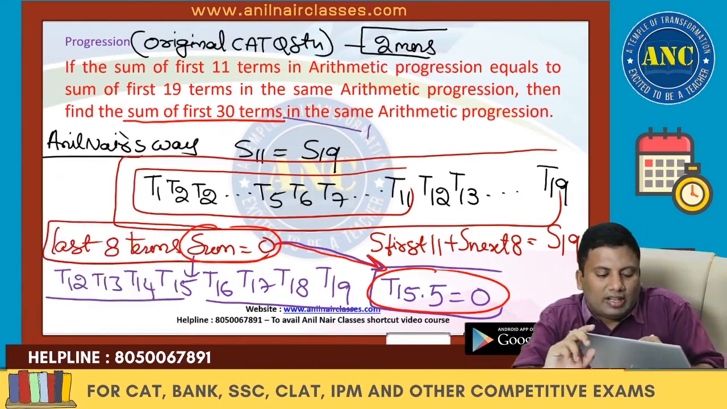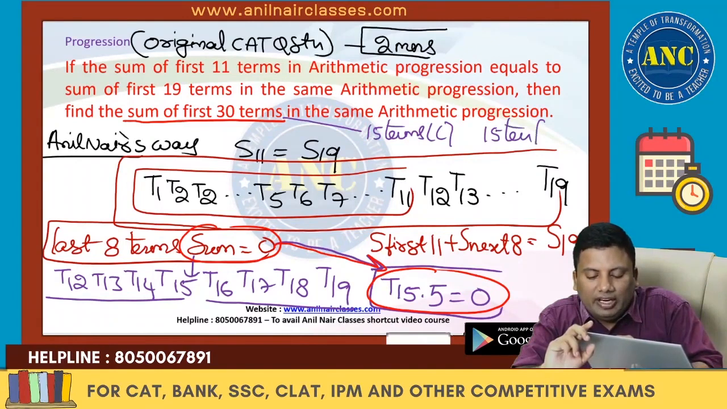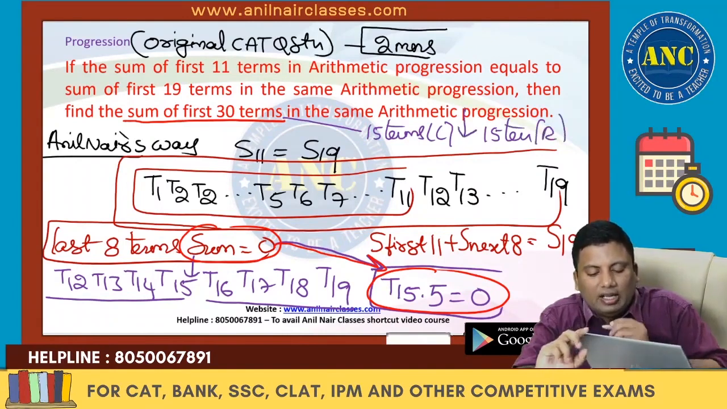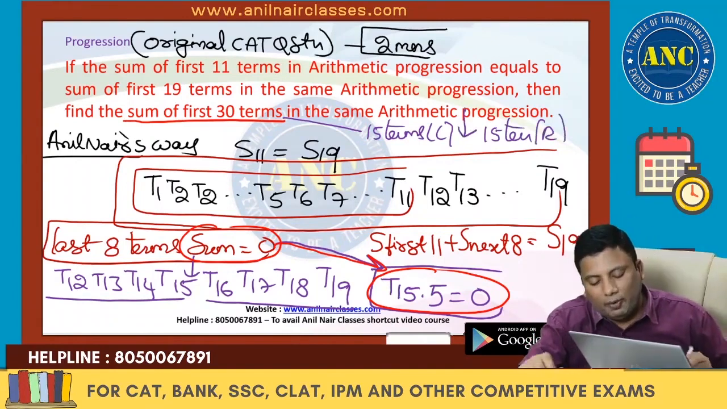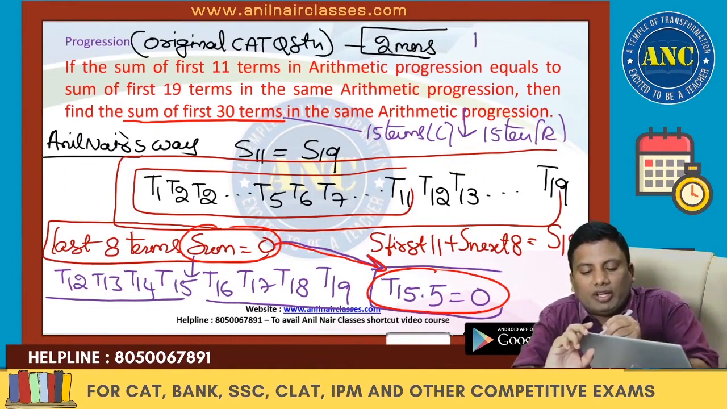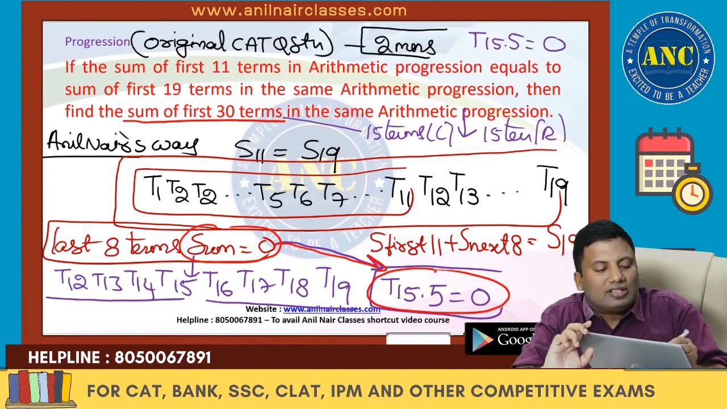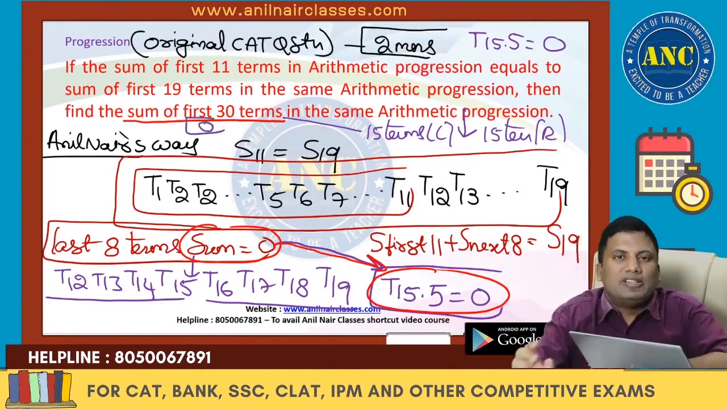What do you mean by 30 terms? 15 terms to the left and 15 terms to the right. What is the middle value? Middle value is nothing but T15.5. So T15.5 is 0. Sum also will be 0.